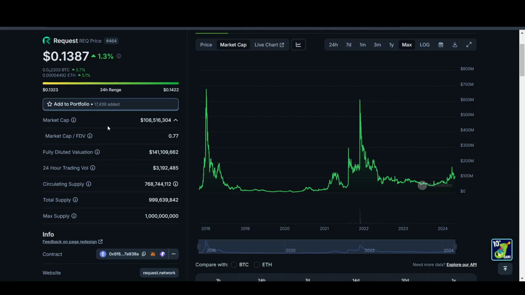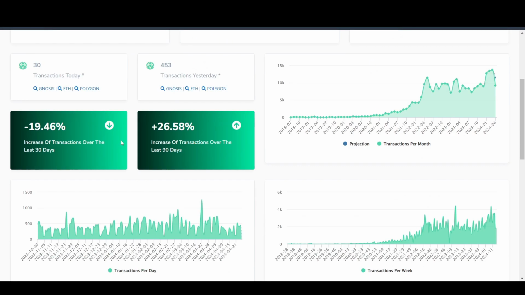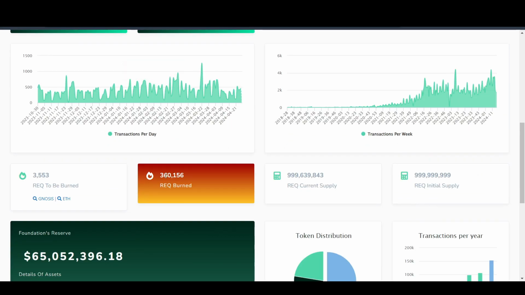So if you look here, it has a max supply of 1 billion, out of which we have around 768 million in circulation. And if we go to the stats, as you can see, as of now around 360k REQ have been burned. It's not that much, but still it is what it is.